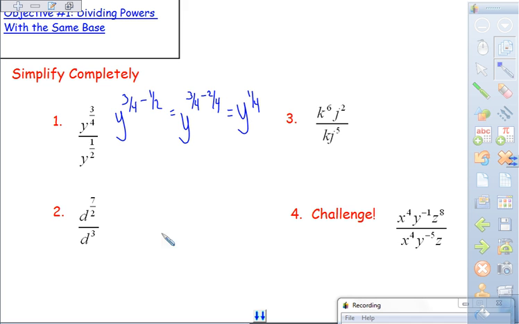Going down, number 2. Bases are the same, so our rule says to subtract. d to the 7/2 minus 3. If we get a common denominator, that's d to the 7/2 minus 6/2. So we get d to the 1/2.